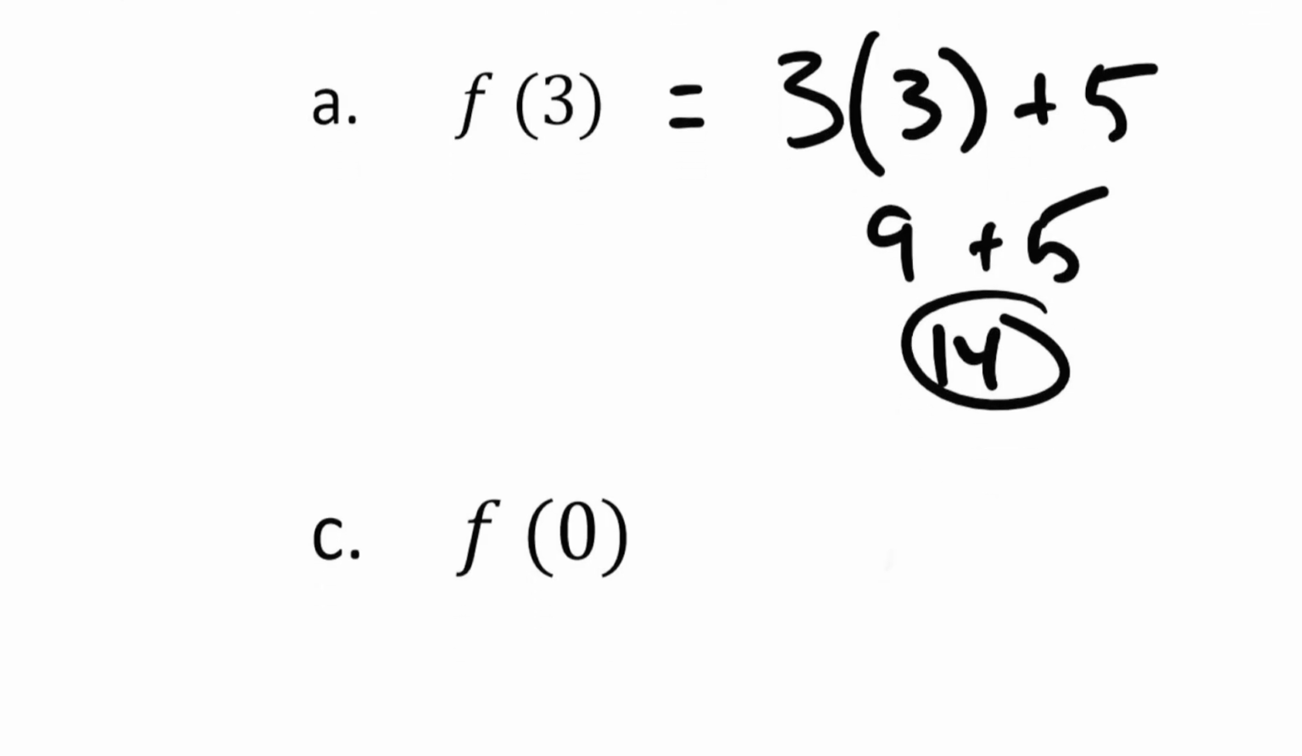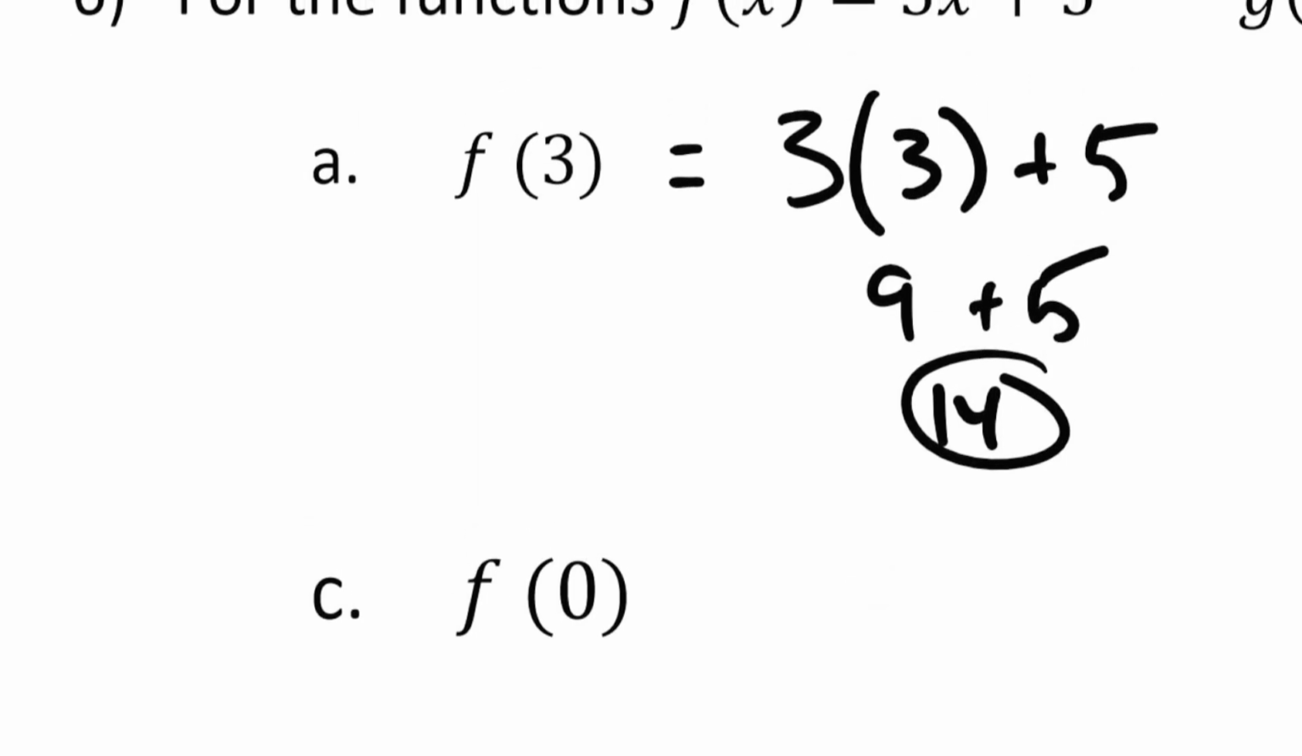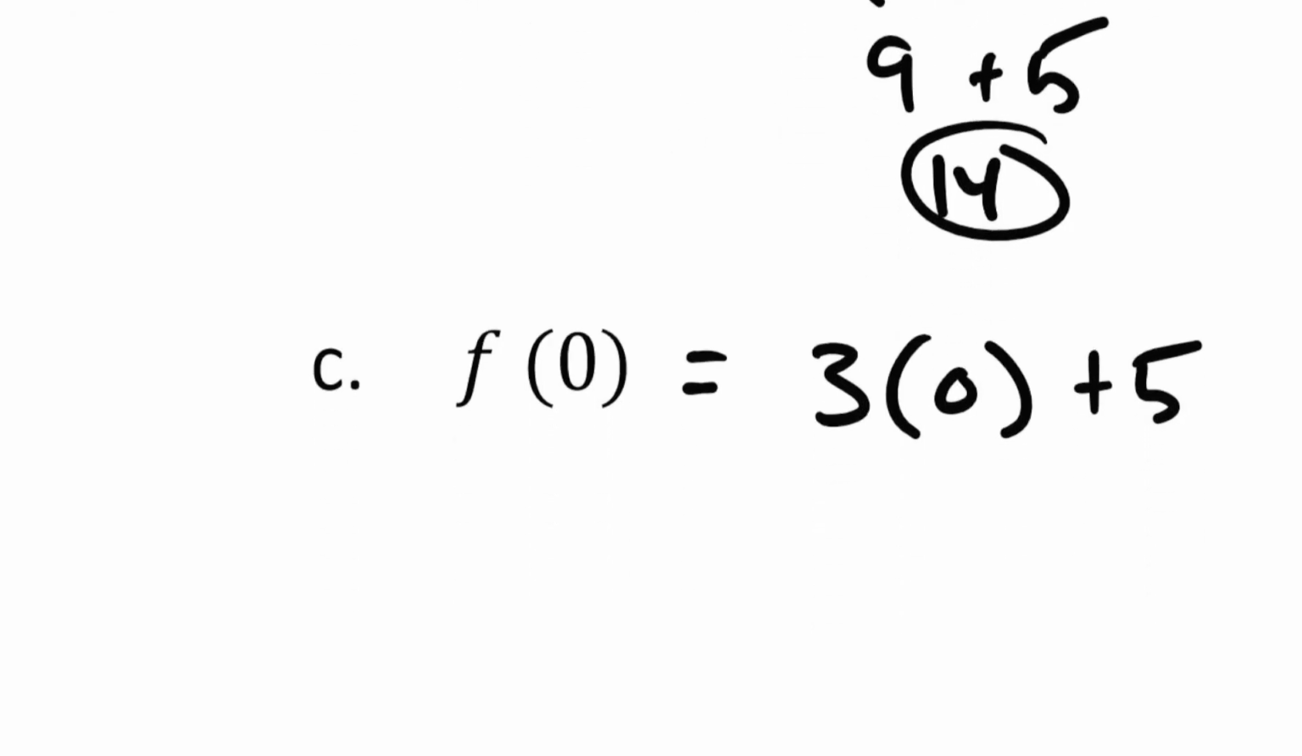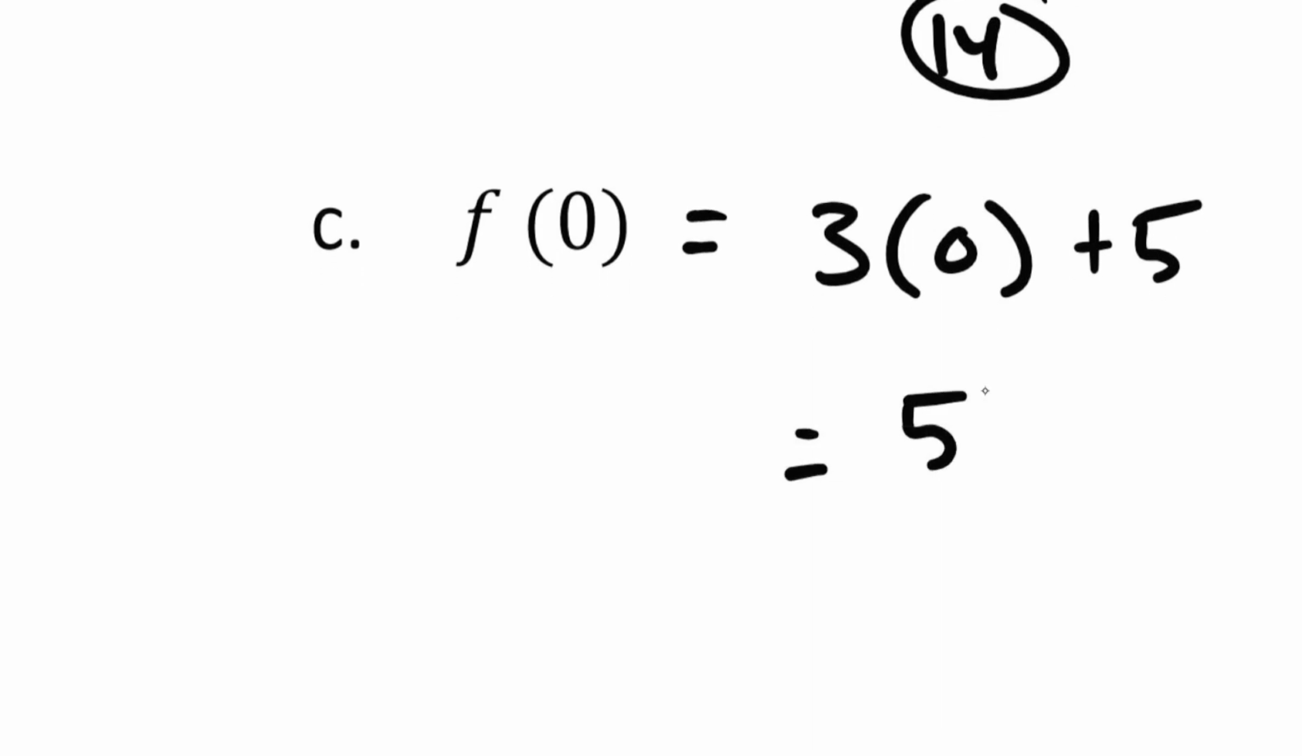So when I give this function 3, it gives me back 14. Let's do C since we're here. For C, if I put in 0, this is going to become 3 times 0 plus 5. So if I give this function 0, it's going to give me the answer of 5 back. So f of 0 is 5.